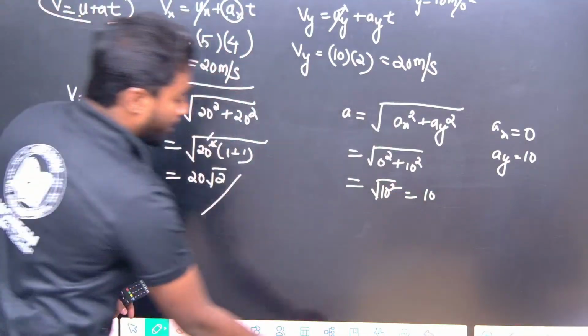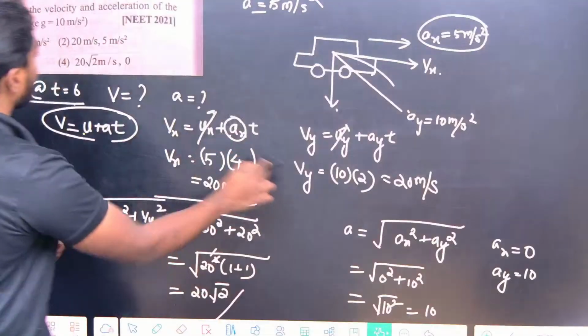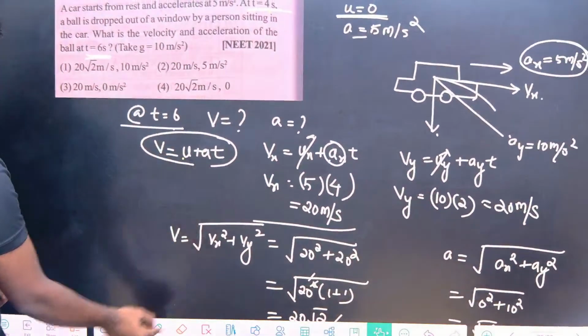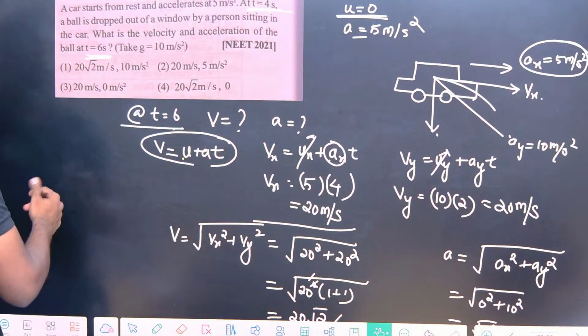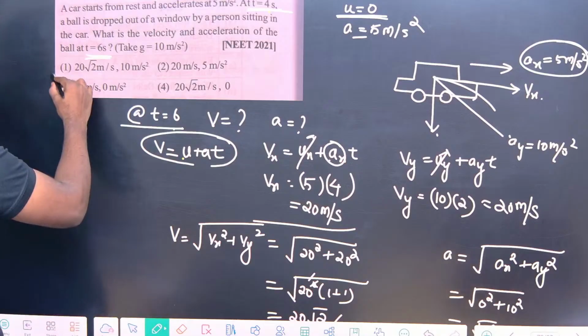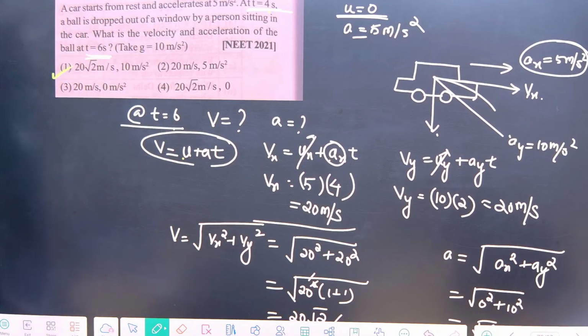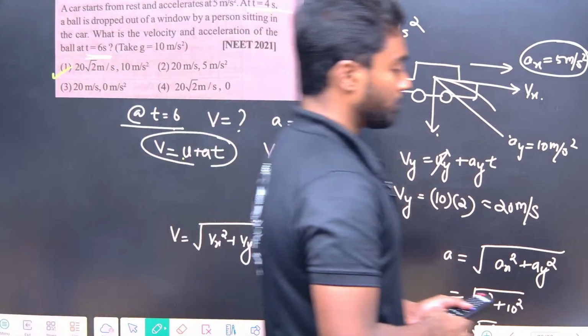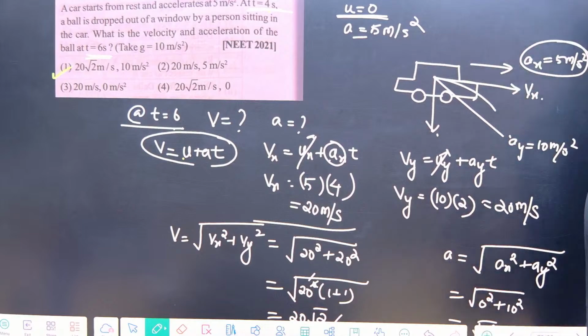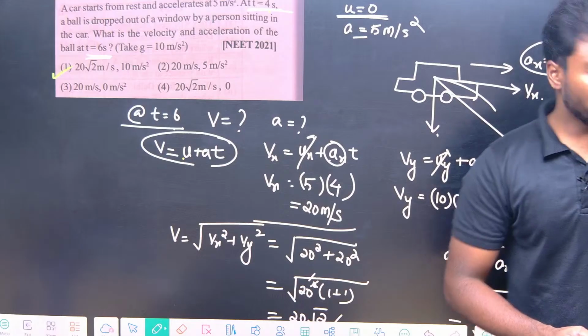So what will be my answer over here? Option 1 will be my answer. 20 root 2 meter per second, 10 meter per second square. We'll go for the next question.